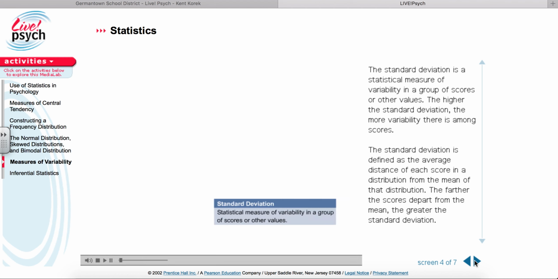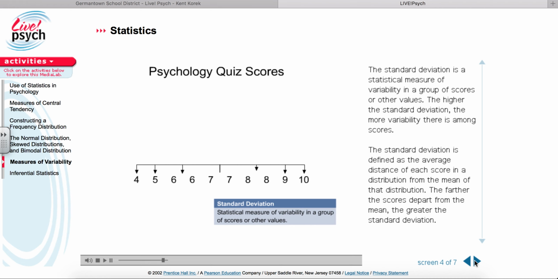The standard deviation is a statistical measure of variability in a group of scores or other values. The higher the standard deviation, the more variability there is among scores. The standard deviation is defined as the average distance of each score in a distribution from the mean of that distribution. The farther the scores depart from the mean, the greater the standard deviation.